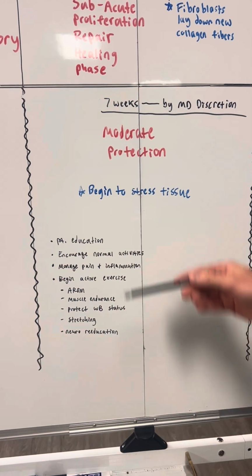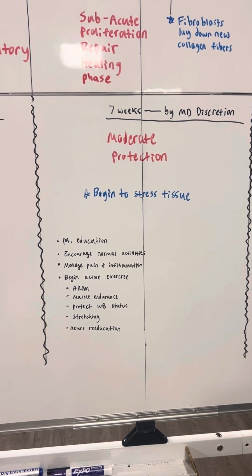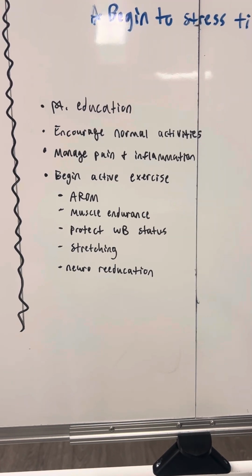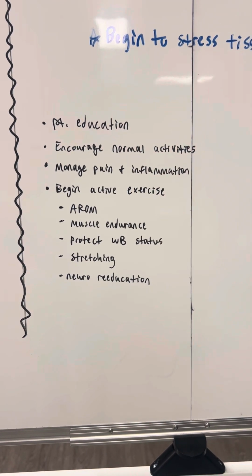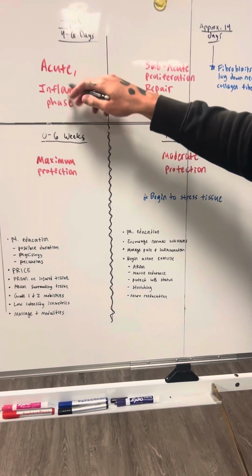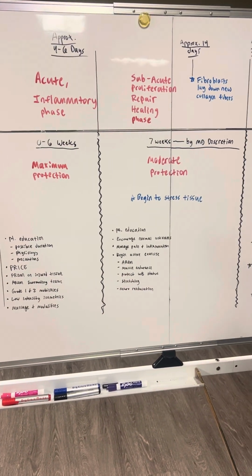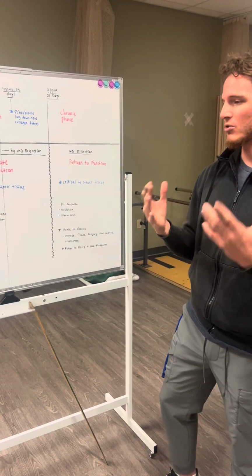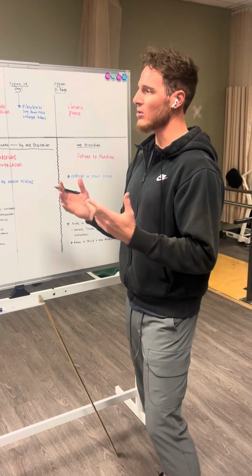Appropriate interventions, patient education as always. Always want to let them know what we're doing, why we're doing it, where the body's at with that. We want to begin to encourage normal activities. Again, when we're in this acute inflammatory phase back here, the patient's probably not going to be moving a lot. They might be confined to like a brace or a cast or some sort of fixator. They might not have a whole lot of mobility.